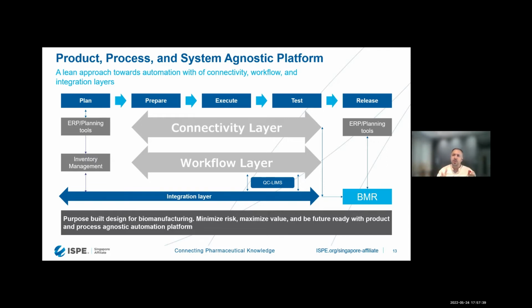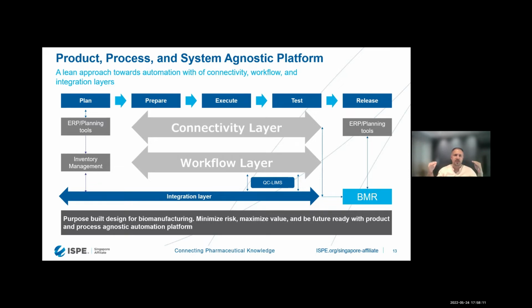One should also look at choices which minimize risks, maximize value, and are future ready, and build a process agnostic automation solution. What I mean by that is, if you're in upstream, or downstream, or packaging, or fill and finish, there has to be a platform which talks to each other. We cannot have a single solution just for the upstream and then another just for the downstream, like that.